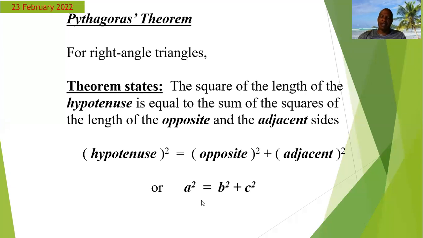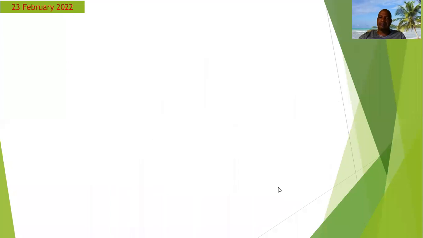Oftentimes it may be written in a formula looking like the one below, which is a squared equals b squared plus c squared. Now, as I mentioned before, this formula is not necessarily beginning with a at all times. So in order to determine which side you're starting with, you have to look at your triangle, identify the hypotenuse, and whatever side that is should start the theorem. So the hypotenuse would be on the left-hand side of the equation, and you should square it. And the other two sides, you should square them and sum them on the right side of the equation. And that's what the theorem really states.